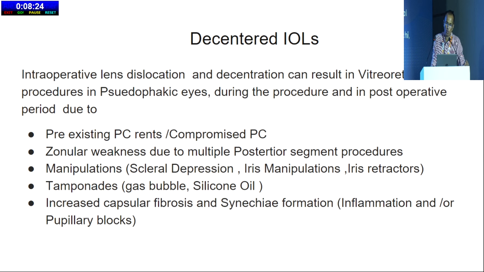Now, the second one, which is more common, is of course the descended IOL, which is quite common because during the vitreoretinal procedures, we generally end up doing a lot of manipulations, like the scleral depression, then iris manipulation, then iris retractors, then there will be the effect of the tamponade, the gas bubble, silicone oil, which will have some effect on the IOL, and there will be some amount of decentration. And sometimes if there is a pre-existing rent, like in the case of a case done for an RD, then it can lead even to dislocation also.